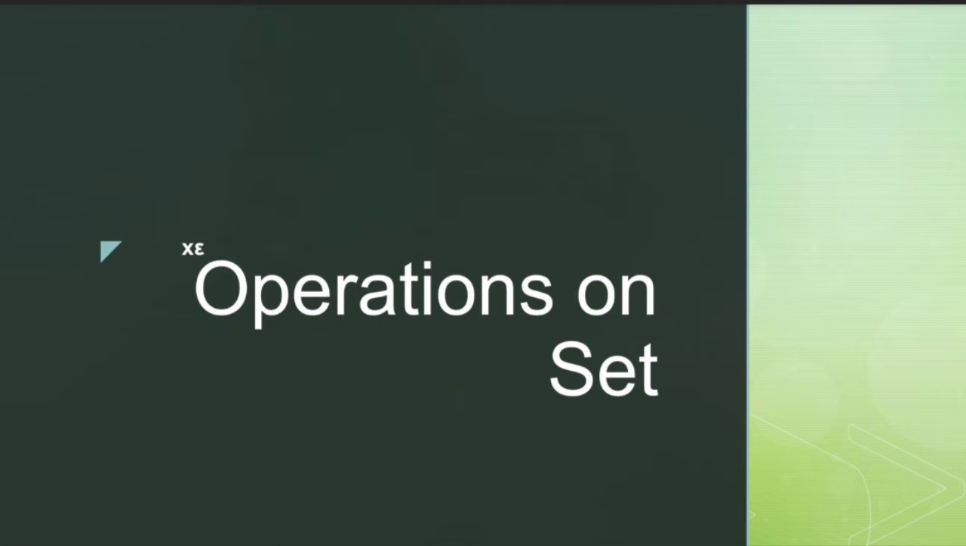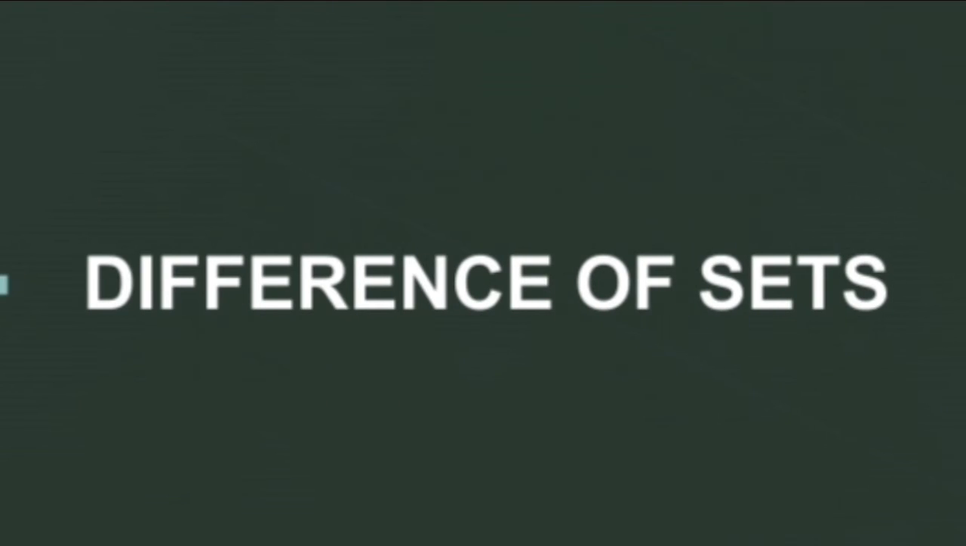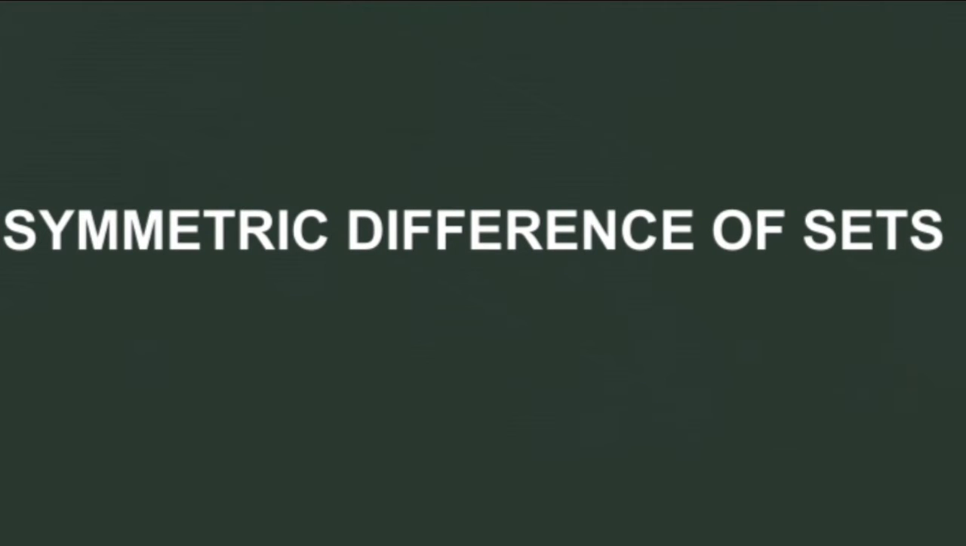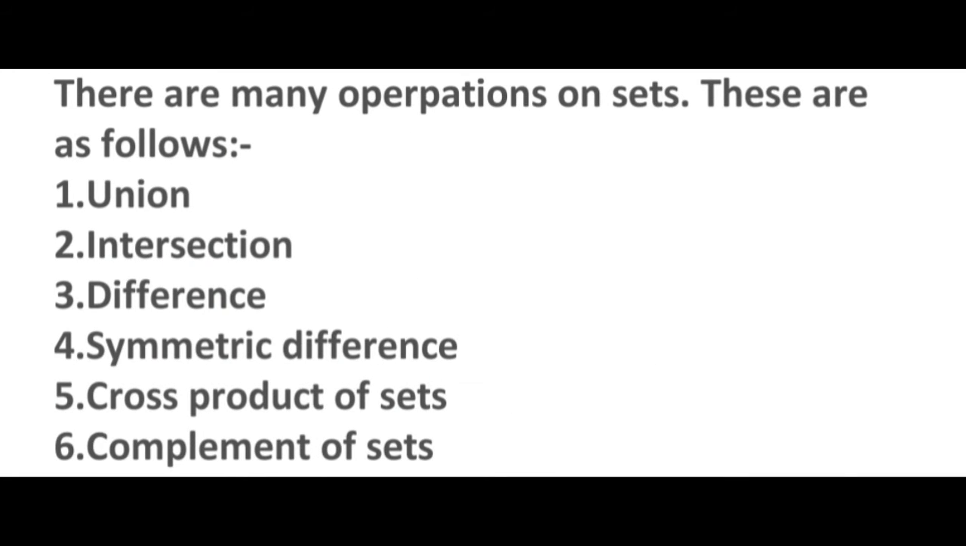There are different operations on sets. They are union, intersection of sets, difference of sets, symmetric difference of sets, Cross product or Cartesian product of sets, complement of a set. Thus, there are so many operations on the set, such as union, intersection, difference, symmetric difference, Cartesian product, and complement of a set.